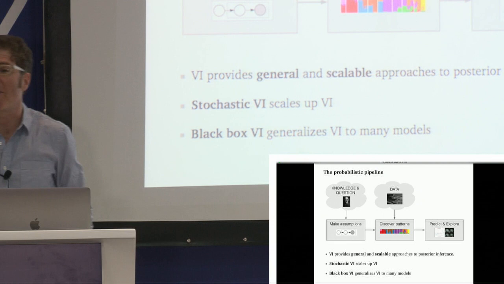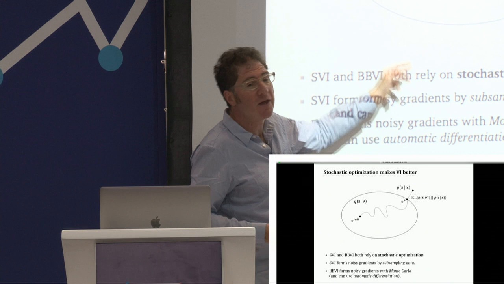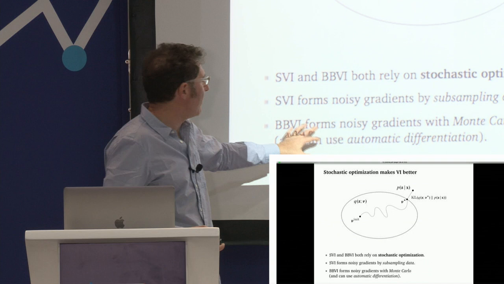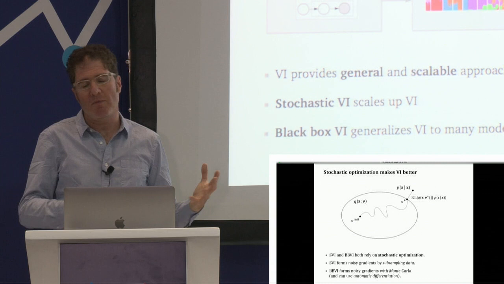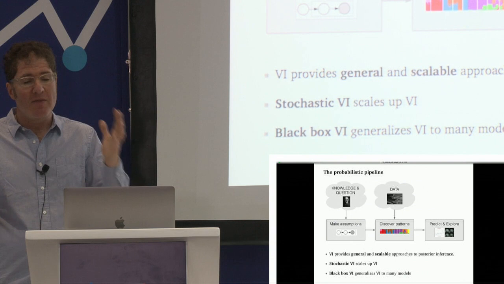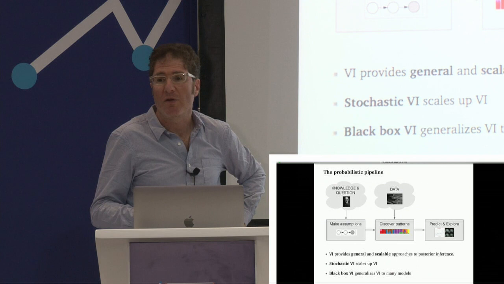If you remember one thing from these lectures, both of these innovations rely on stochastic optimization, somehow using noisy gradients to solve the inference problem through optimization. SVI forms noisy gradients by subsampling data, and BBVI forms noisy gradients with Monte Carlo. Also, BBVI can use automatic differentiation. And so, whereas the basics of variational inference were in place many years ago, these innovations, SVI and BBVI, which came out of a number of researchers over the last 5-6 years, have really changed what's possible with large-scale probabilistic modeling.